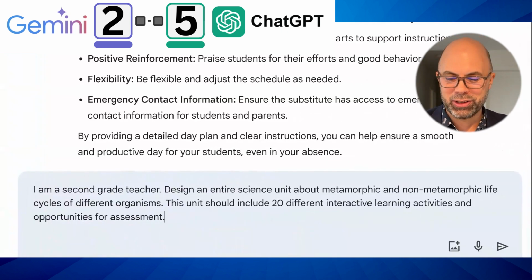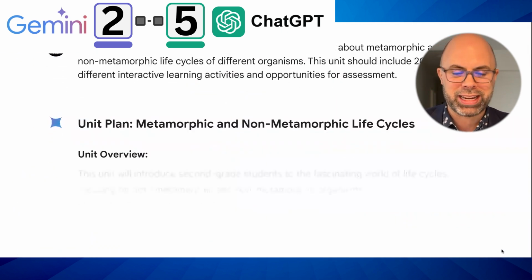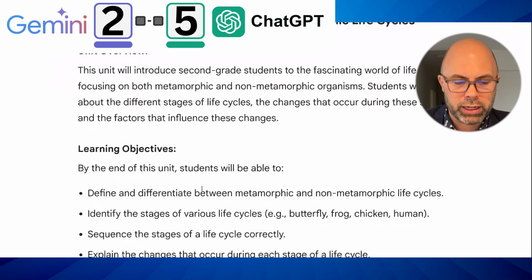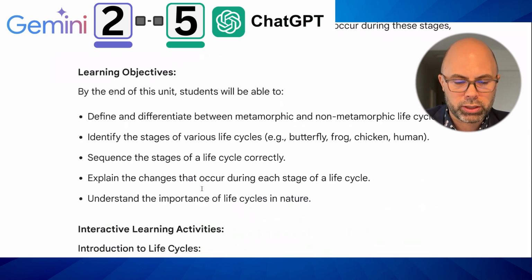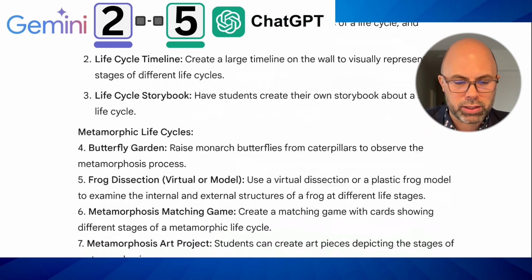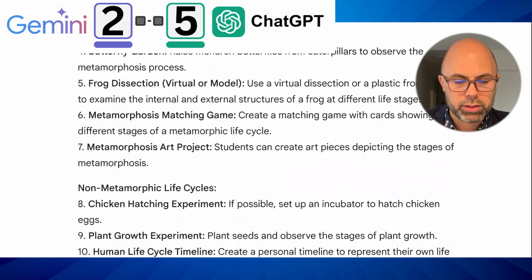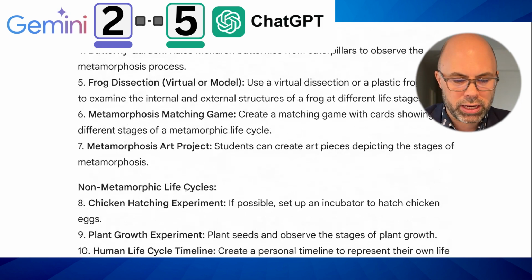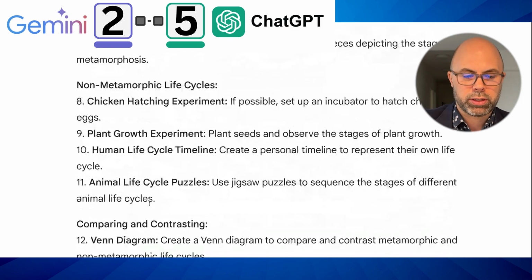Okay, we are in Google Gemini and I'm putting the same exact prompt. Let's see how it does designing my unit. Again, very, very fast. Unit overview. Okay, good breakdown here. Google Gemini, so far you're in the lead, I think. Learning objectives or learning targets, great. Okay, we have the introductory activities. Metamorphic life cycles, some of the same. Oh, it breaks it down by metamorphic life cycles and non-metamorphic life cycles, so this is helpful.